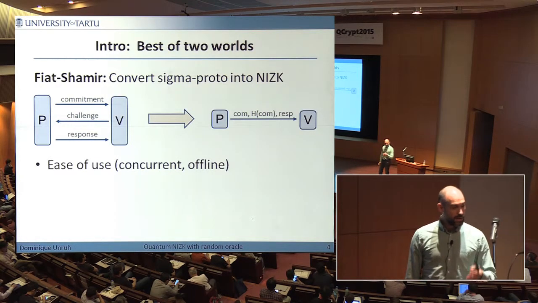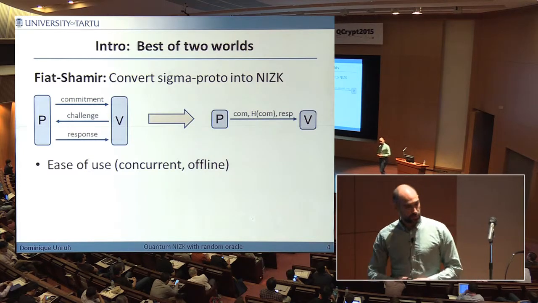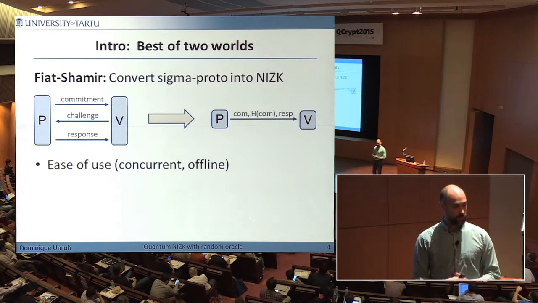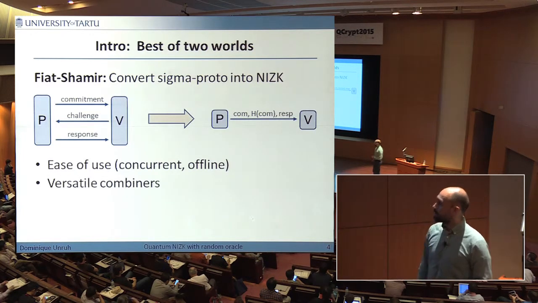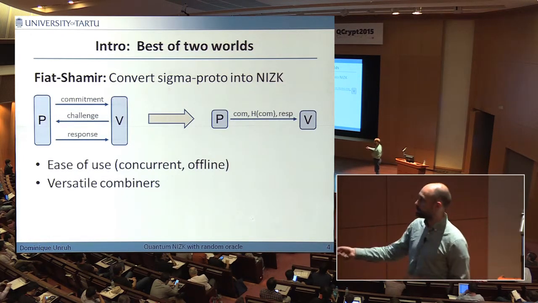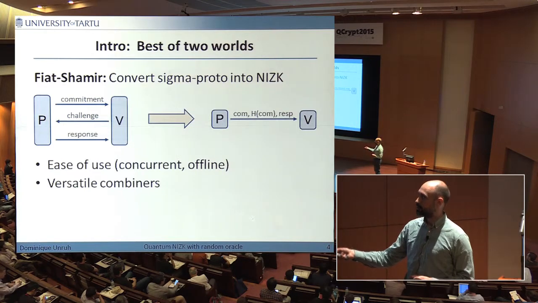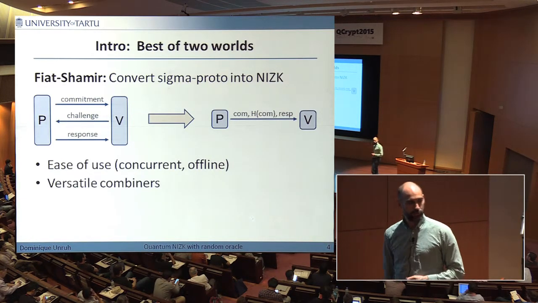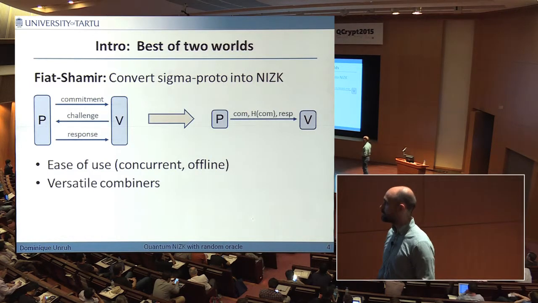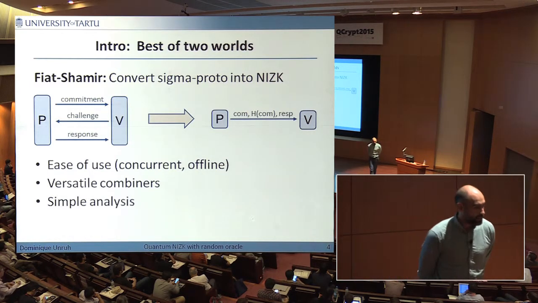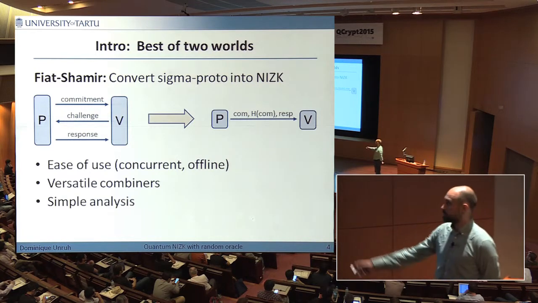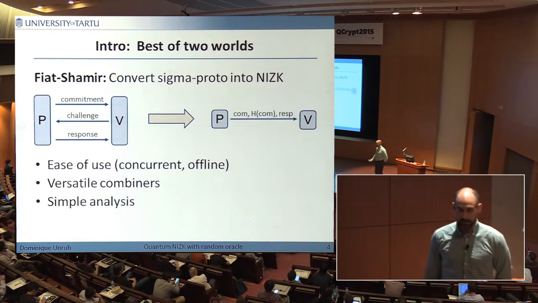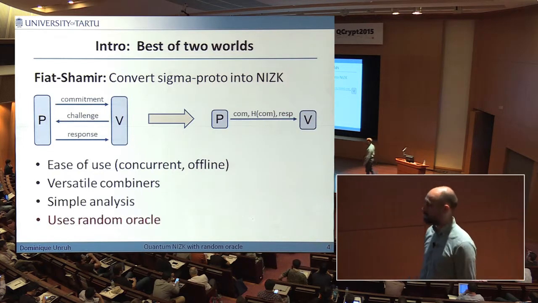This now has a lot of the advantages of both settings we had before. We have the ease of use of non-interactive protocols. We have versatile combiners because we can just combine our things together before we do the transformation. So we build up some sigma protocol for a complex language and then translate it. The analysis is simpler because we analyze the protocol itself here and then use it in this setting, and so we can always stay on the simpler side.